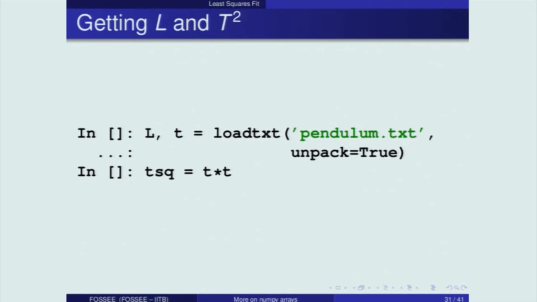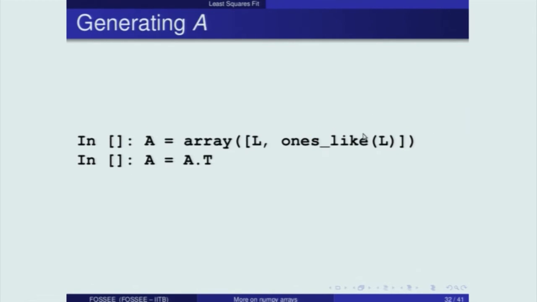I hope you're done with this. Now, first thing we need to do is we need to generate the A matrix. If you remember the A matrix, it had all the L values on one side and 1 on the other side. So how do we do this?